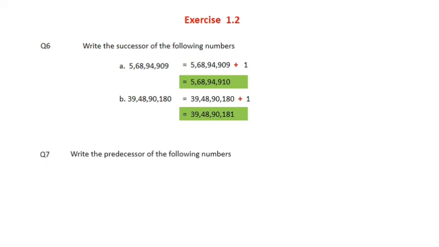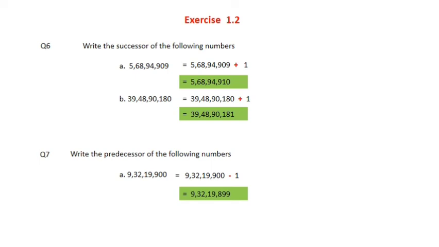Now let's see question number 7. Write the predecessor of the following numbers. The first number is given 9 crores 32 lakh 19,900. Now what are we going to do here? We are going to subtract 1. When we subtract 1, that means the number before. Before 900 is what? 899. So your answer is 9 crores 32 lakh 19,899.